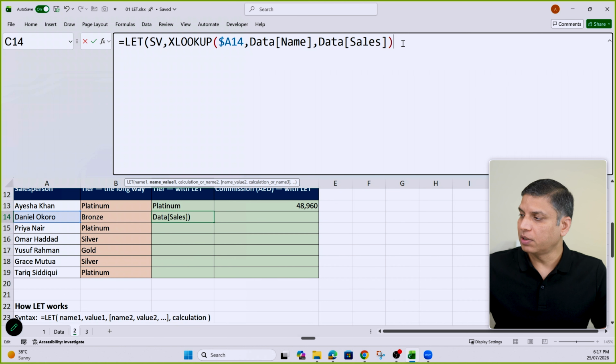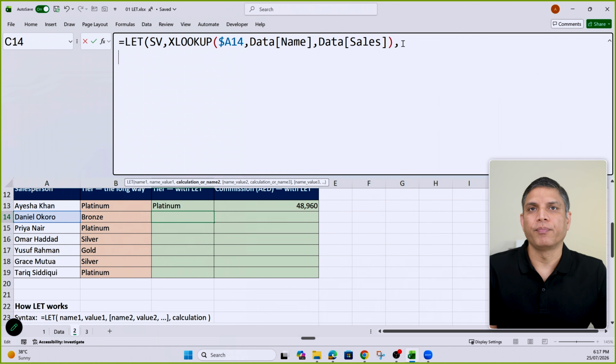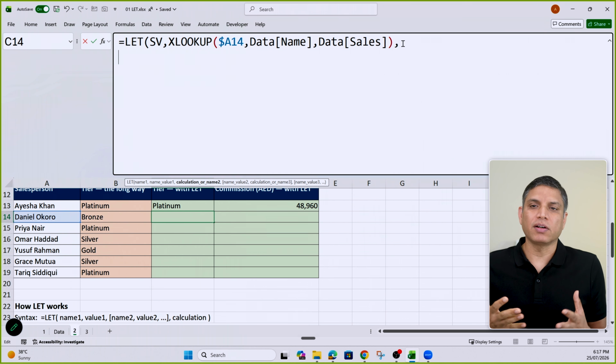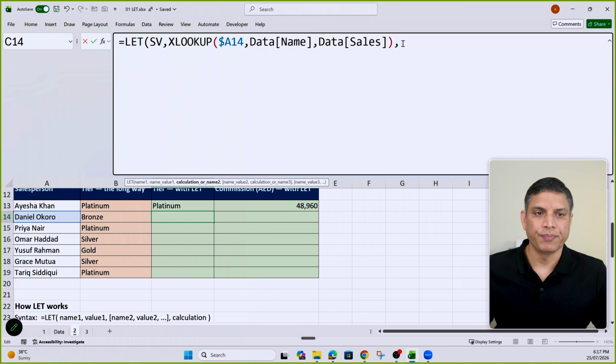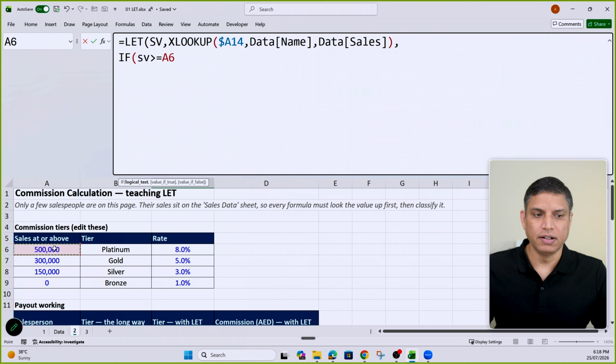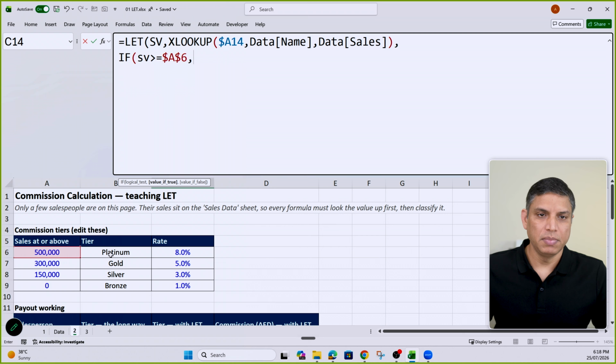Now that's fine, but what do you need to do with this SV? So now the formula which I would write is, and I will press Alt Enter so that it comes in the next line in the formula bar. It's a little bit easy to read. Otherwise, in continuity, we lose track of where we are. So the result would be: if my SV is greater than or equal to, where is that cell? 500, and I am freezing it, then the result should be B6.